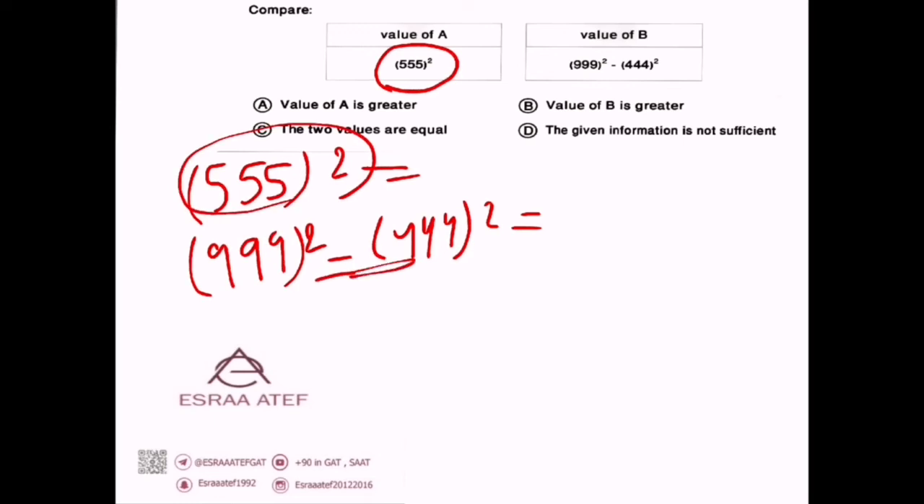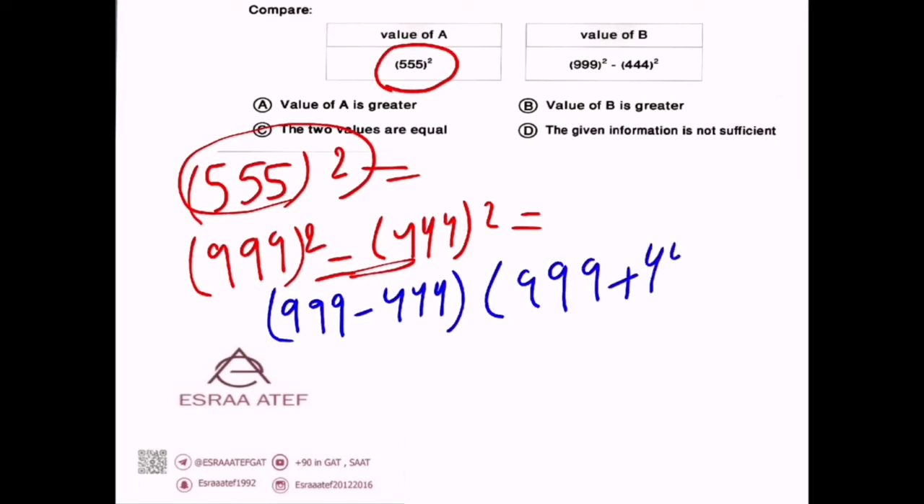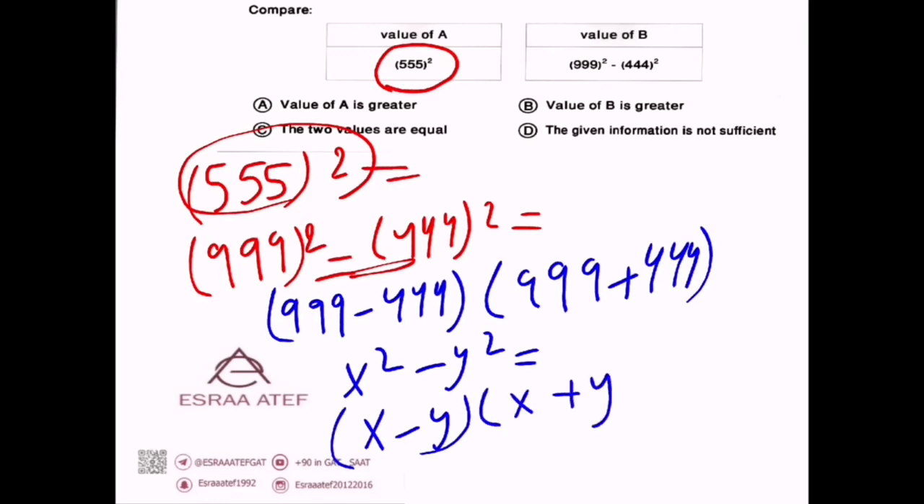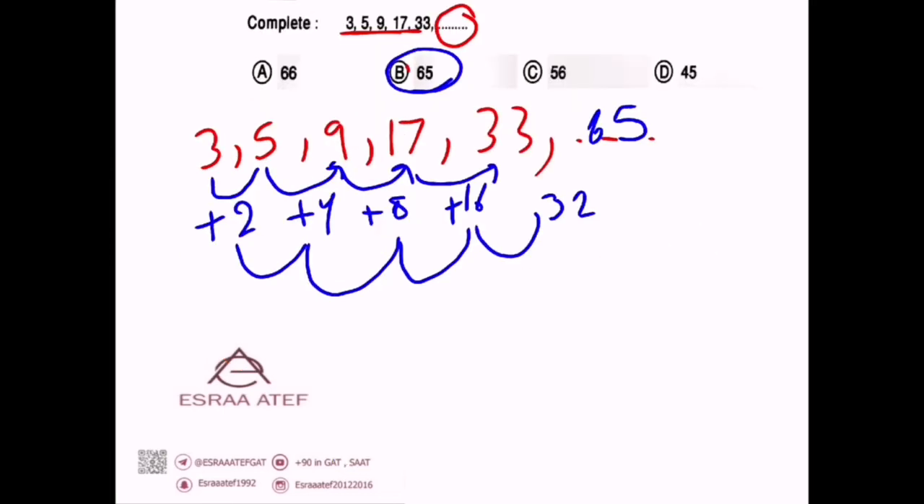Okay, here how can we solve it? We can solve it by the squaring equation, which is 999 minus 444 times 999 plus 444. Like x squared minus y squared. How can we solve it? It's x minus y and x plus y, the same method. So x squared minus y squared is the same as this one. So how can we solve it? We will make it the same, x minus y and x plus y.